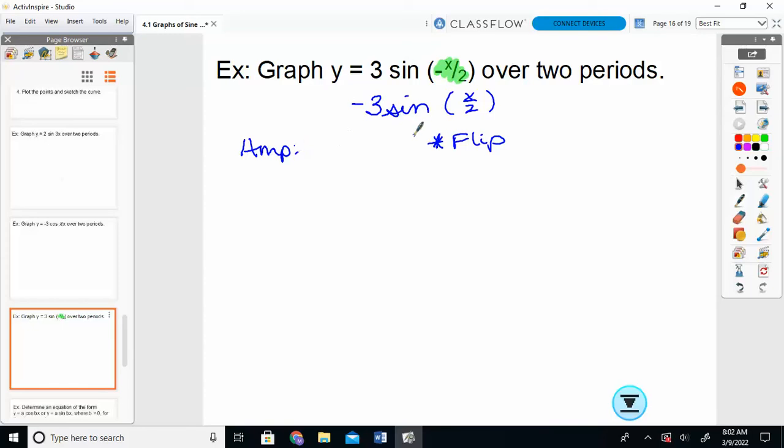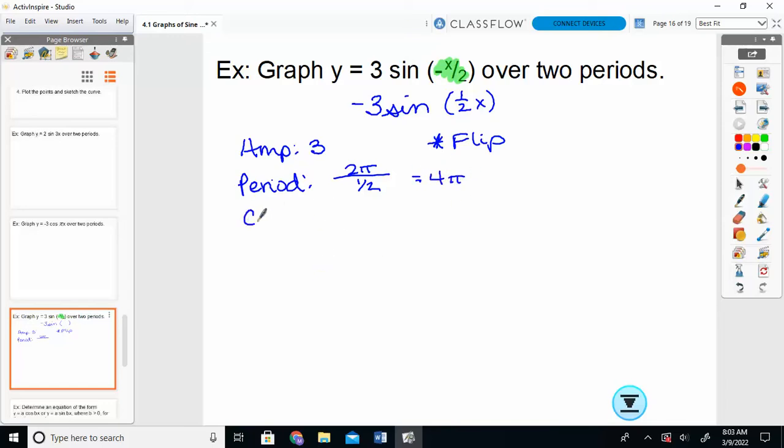Amplitude is, and we just do the positive, the amplitude. So the amplitude is 3. Period. To do period, we did 2 pi divided by the coefficient of x. Okay, x over 2 is the same thing as saying 1/2 x. So this is like 2 pi divided by 1/2. So 2 divided by 1/2 is 4. So this is equal to 4 pi.